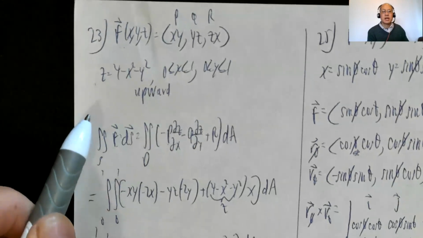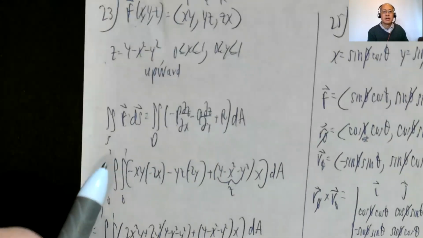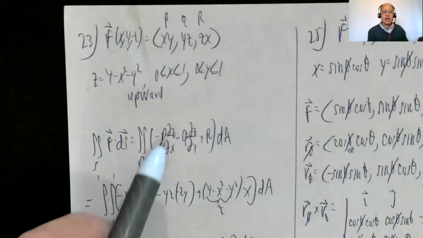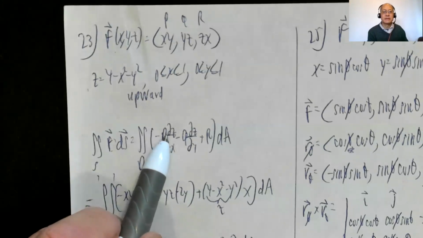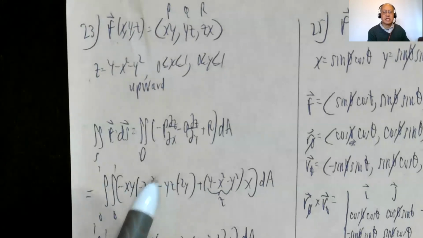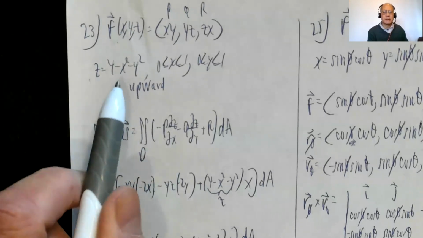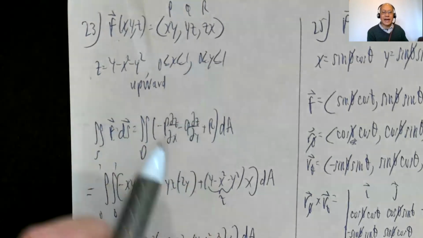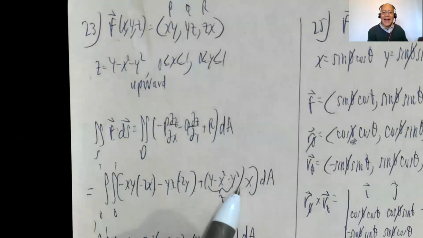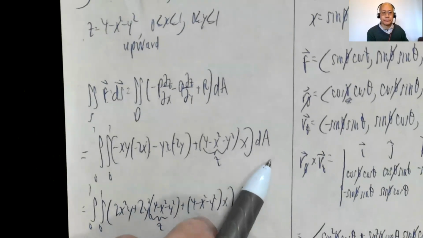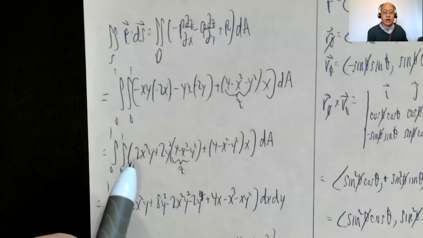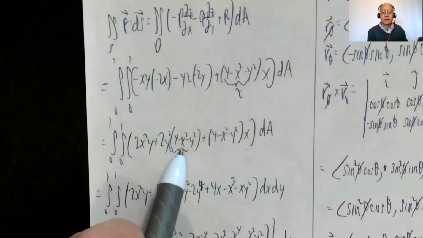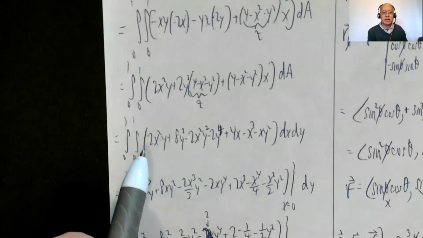So first, negative p, so that's negative xy, then the partial of z with respect to x is negative 2x, and then minus q, so minus yz, partial of z with respect to y is negative 2y, plus r. So r is zx, but z is all that. Zx dA. So that's what I'm trying to integrate. So this comes out to be 2x squared y, this comes to be 2y squared z, and here's z again, plus all of that. So it's messy, but it comes out.